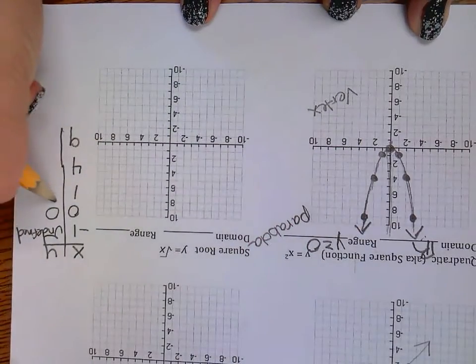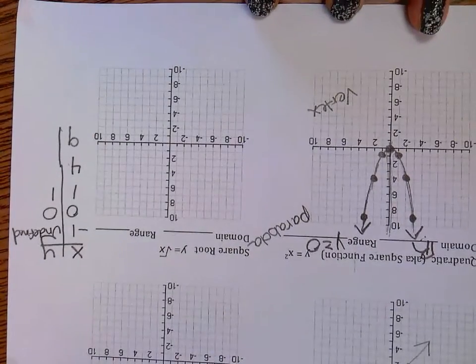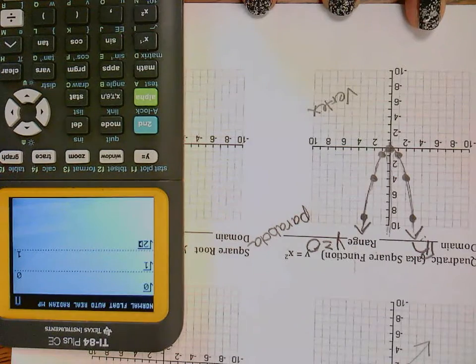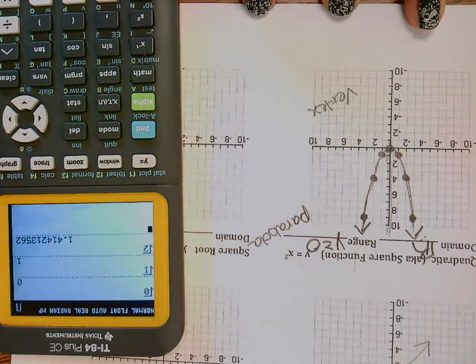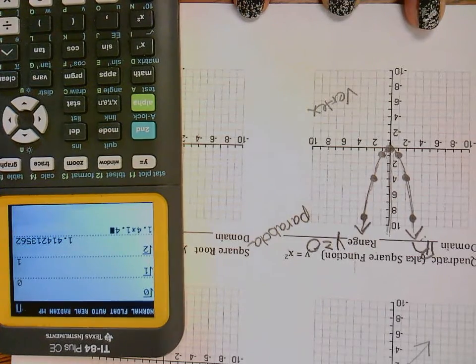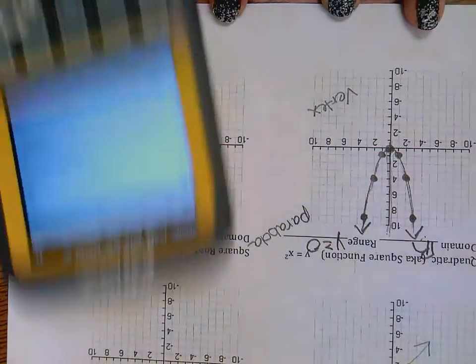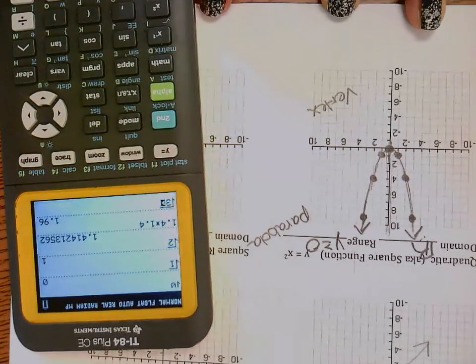Why did I skip to 4? Could I take the square root of 2? What's the square root of 2? Anyone know? It's about 1.4 because 1.4 times 1.4 is about 2, right? A square root just says what number times itself will get you back to where you want to be. I could take the square root of 3. The square root of 3 is about 1.7.